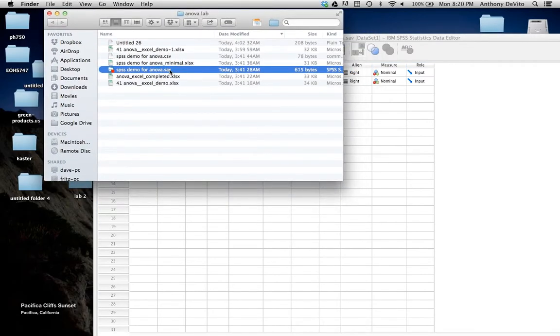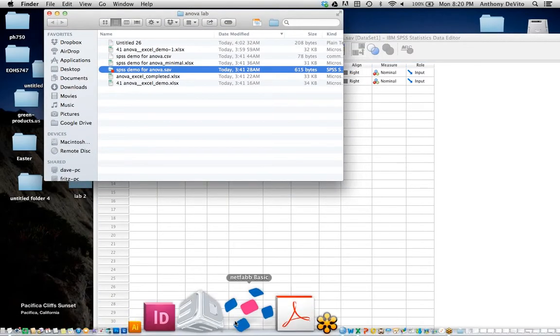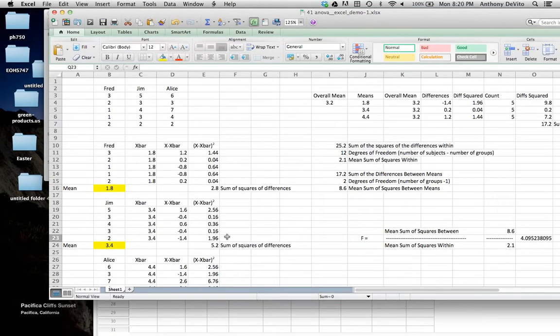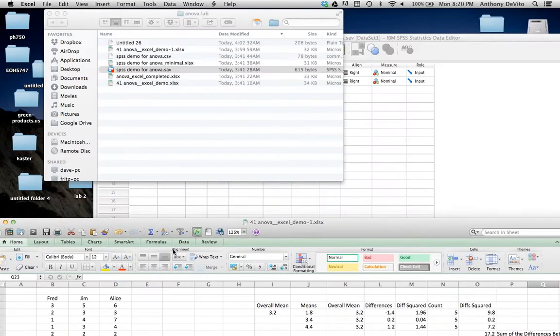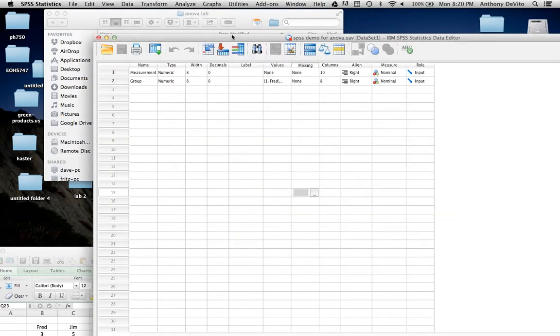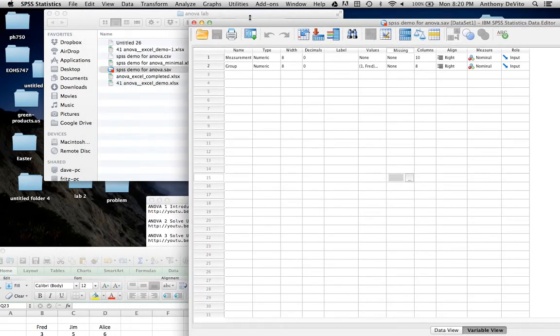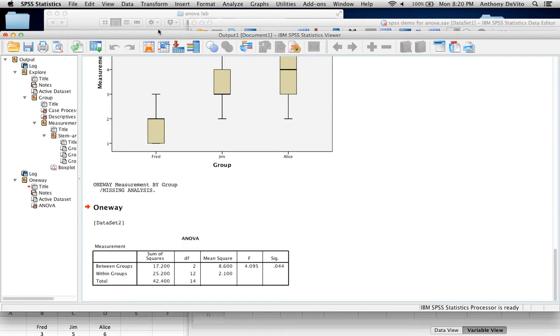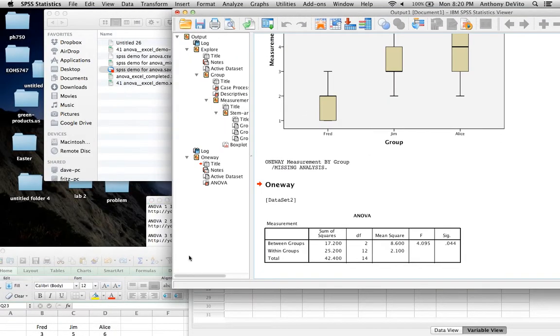Let me see. Did I close it without saving it? Oh, there it is. Okay. Let's see what we got here. Oops. Where's my output window? Here it is. Oh, okay. Let's see what I got here.